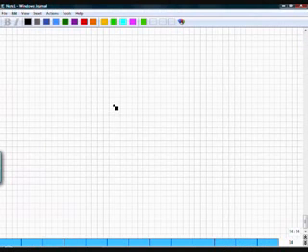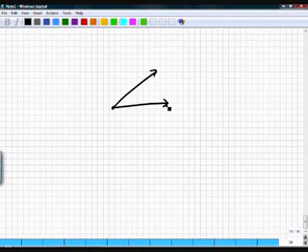Don't you wish everything could be this simple? You've got a ray here, two rays that share a common endpoint. It's called a vertex. It's coming up.